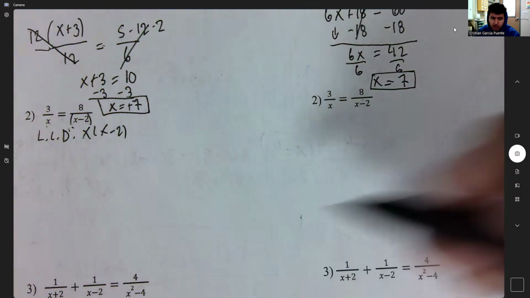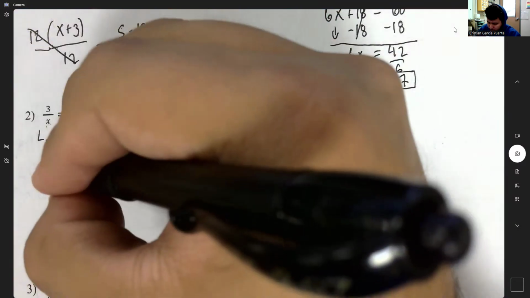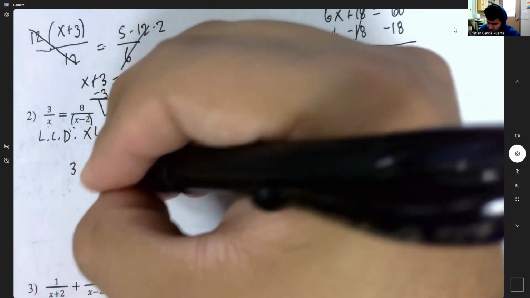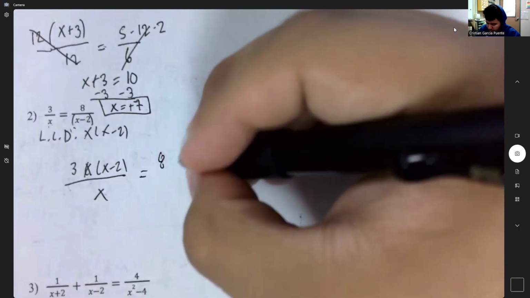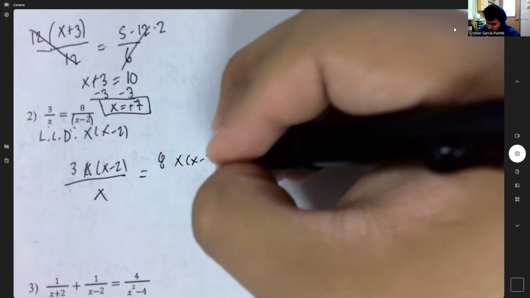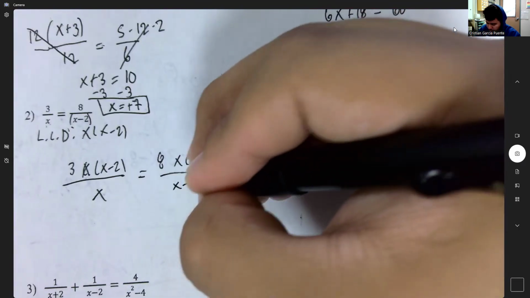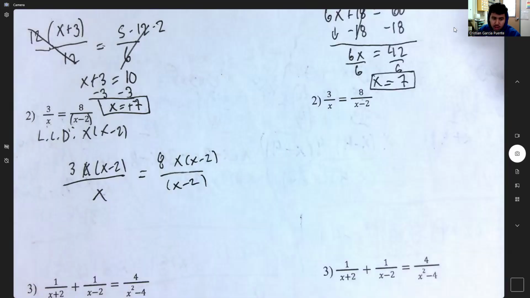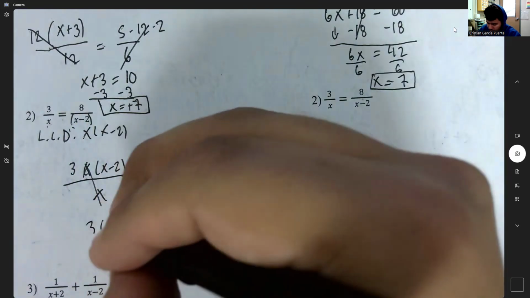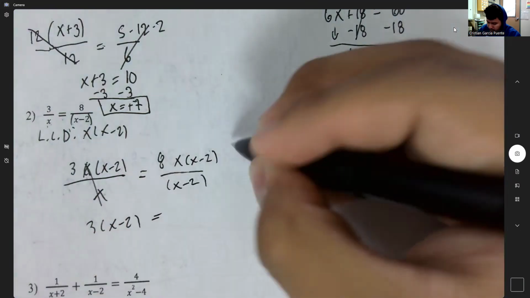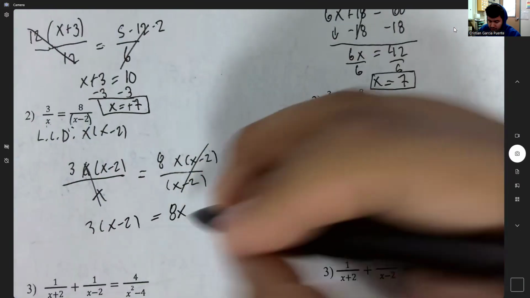So the left, we have an X. The right, we have an X minus 2. And that's going to be our LCD. So that's what we're going to multiply our fractions by. So we have 3 times your LCD of X minus 2 all over X, equal to 8 times X minus 2 all over X minus 2. And we start by canceling. So over here, they both have an X on top. We'll just cancel. So that'll leave us with 3 times X minus 2. Over here, they both have an X minus 2, so they'll just leave an 8x.